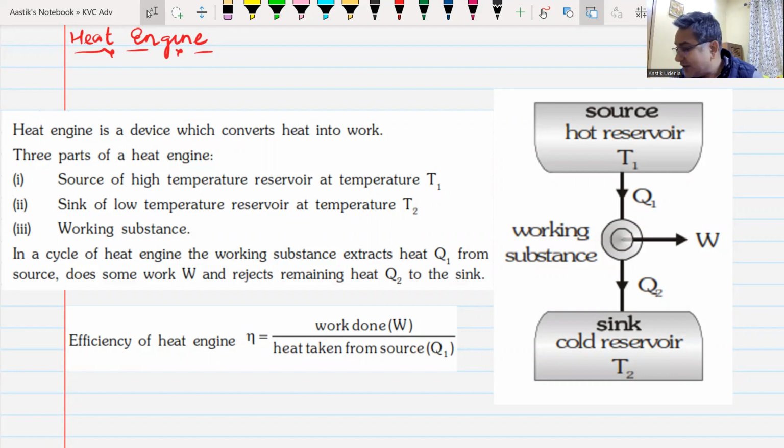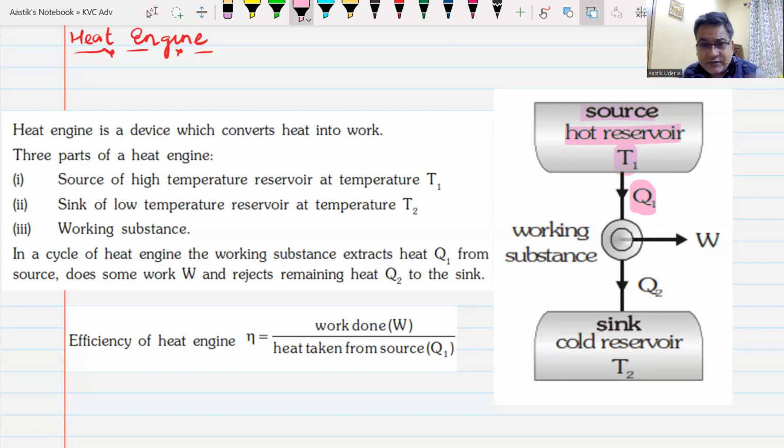Now, what happens in a heat engine? You are taking heat from a hot reservoir which is at a temperature T1. Now, in the engine, how are you getting this heat? You are getting this heat by burning fuel. So that is your heat source. Do we understand this? Yes, sir.